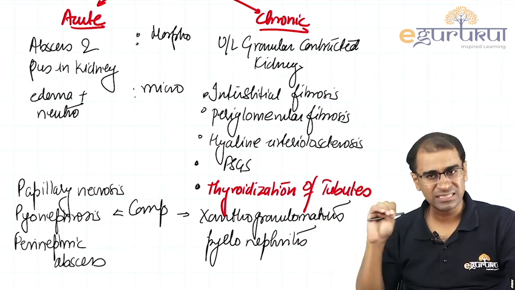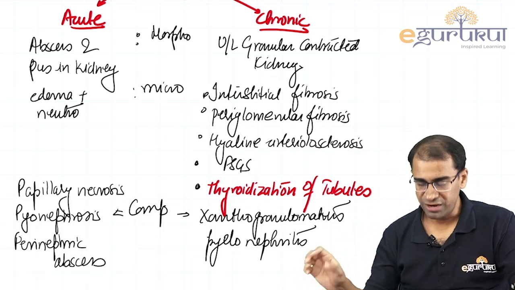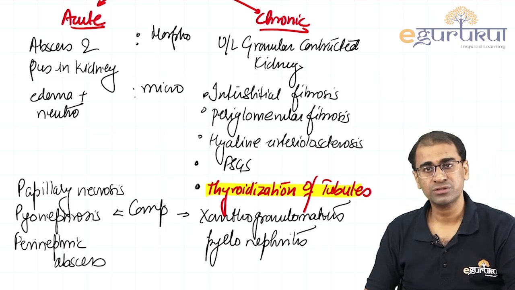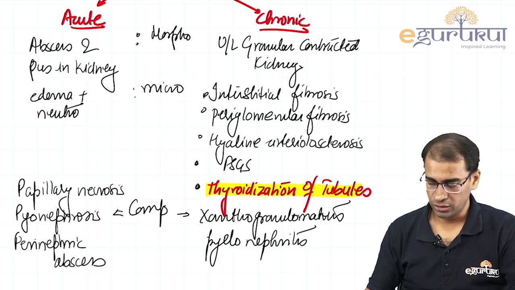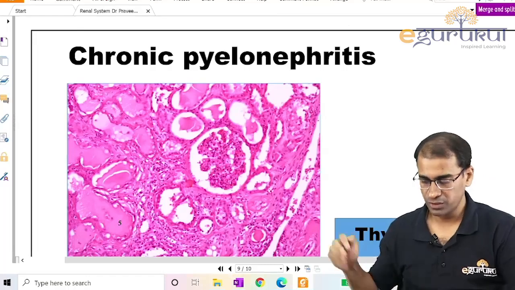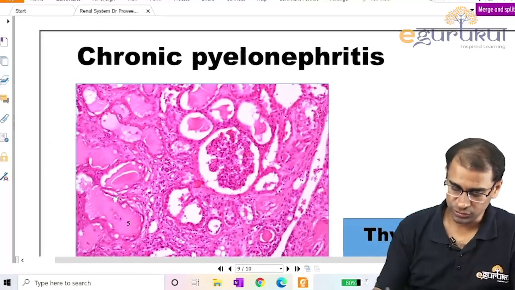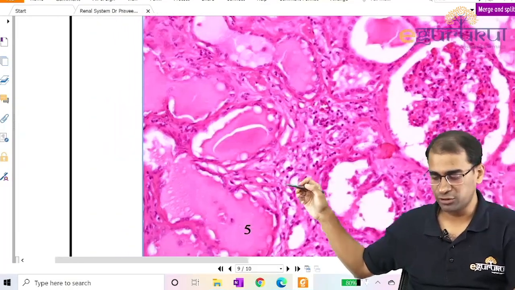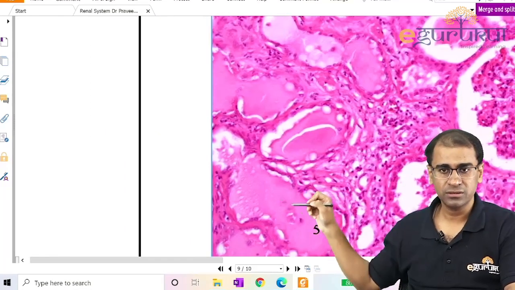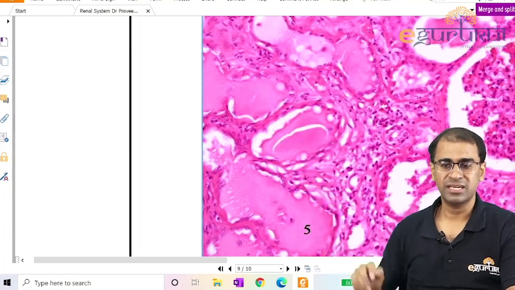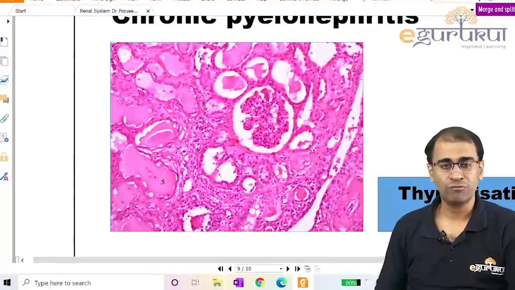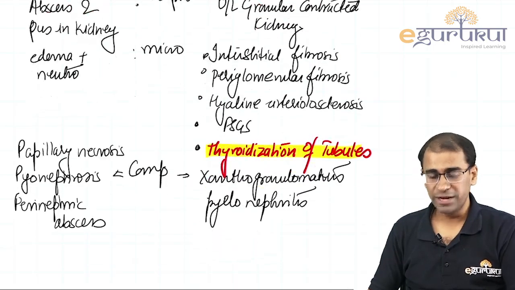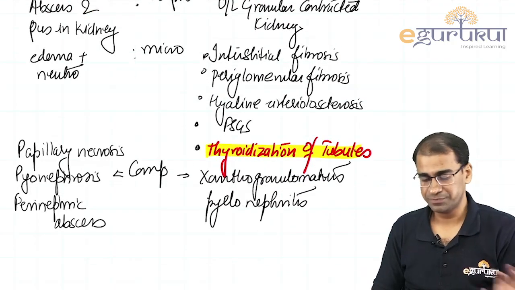So this table itself is very important. I always said in the class it is one of the very important tables, and especially this finding, thyroidization of tubules. So look at this finding here. This is the glomerulus, and if you look at the tubules here, these all tubules are filled with colloids, and hence the name thyroidization of the tubules. Okay, this is about the tubulo-interstitial diseases.